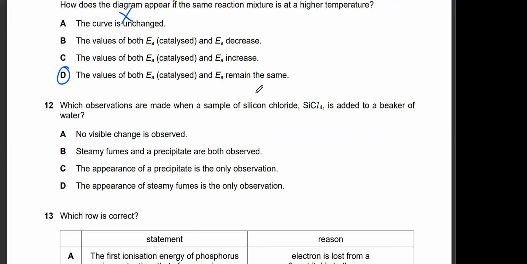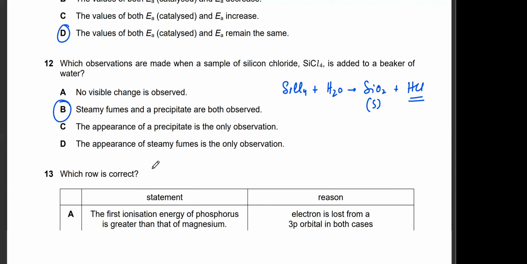Which observations are made when a sample of silicon chloride is added to a beaker of water? So ye inorganic hai. What would happen if SiCl4 is added to water? A very vigorous hydrolysis will happen. SiO2 and HCl gas are going to be produced, and you're going to see fumes of HCl and a precipitate, both are observed. White fumes are produced. Remember, HCl ki ek hi observation hai. Always white fumes are produced, and SiO2 is a solid that's going to give you a precipitate. So, both of them would be observed. Theek hai?